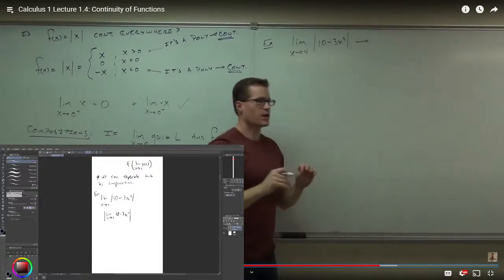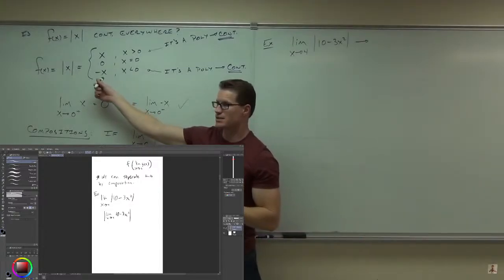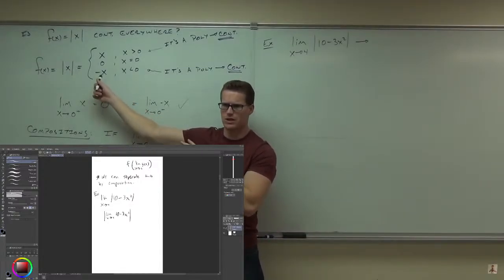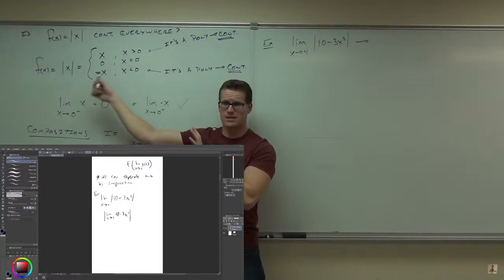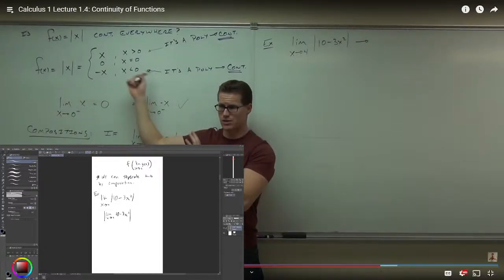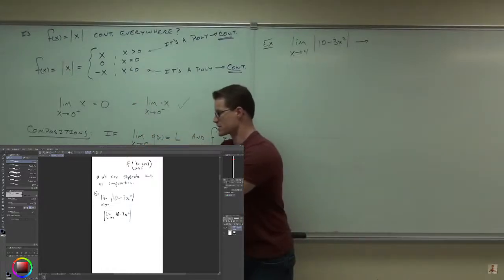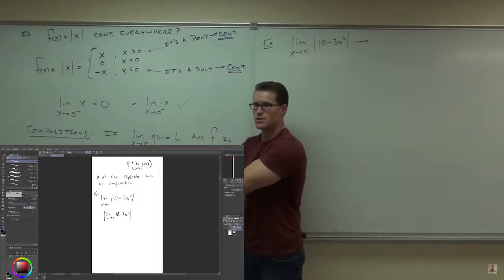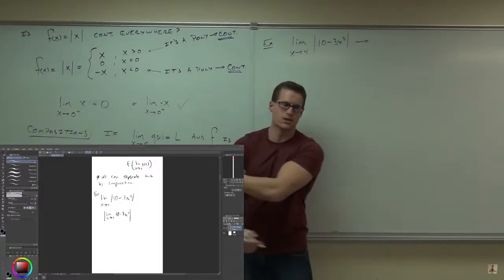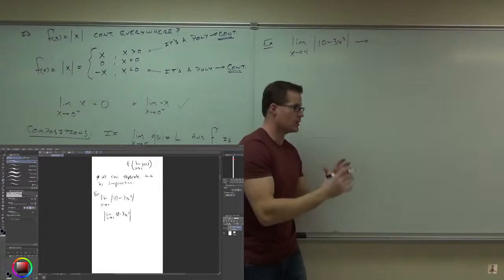Since we've proved absolute value of x is continuous, this is why we had to do it, why you're like, why didn't we use it here? We've already proved absolute value of x is continuous everywhere. You with me? And for this composition to work, f had to be continuous at a point. Well, it's continuous at all points, therefore we can do the composition.